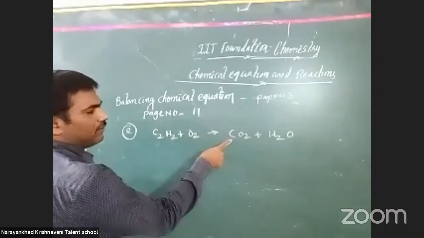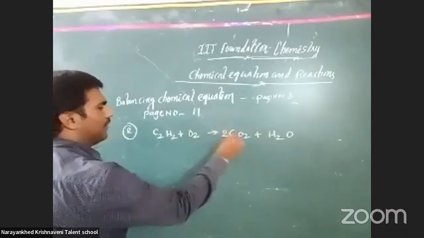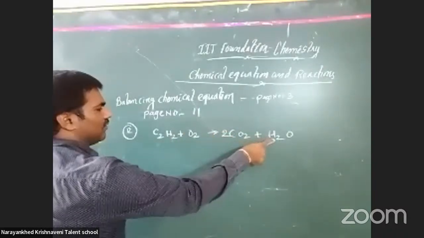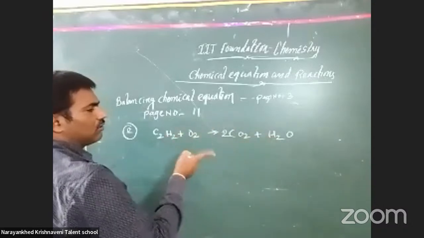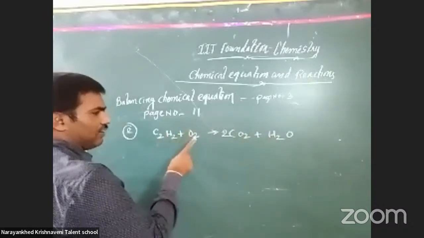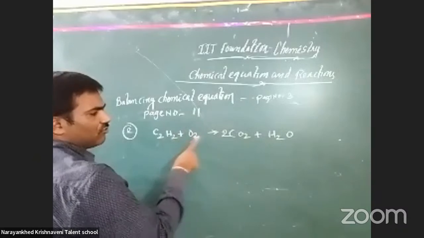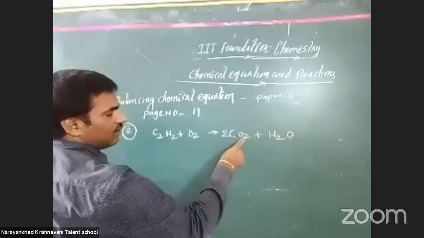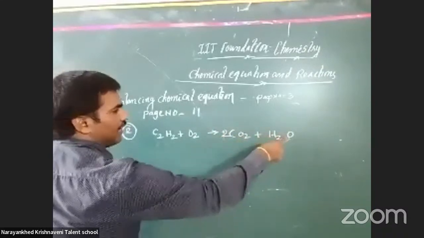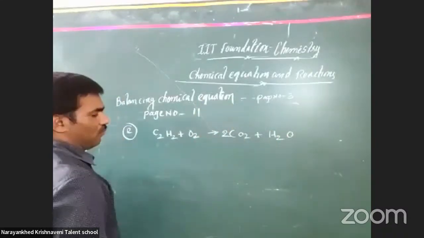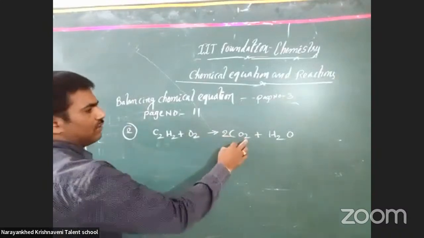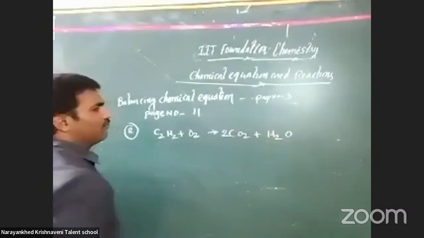C2H2. How many carbons are there? Two carbons. Multiply. Next, come to hydrogens. How many hydrogens are there? Two, and it may not need anything. Then next, come to oxygen. How many oxygens are there? This side 2. But how many oxygens are there here? Yes, there is a 4 and as a log it is a 5. Clear or not?